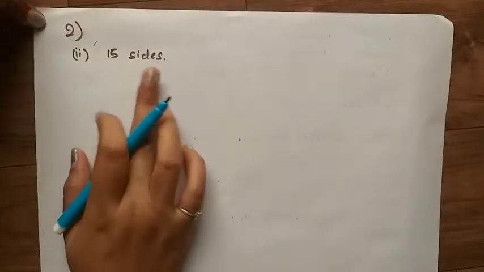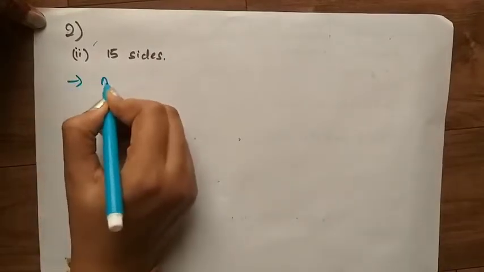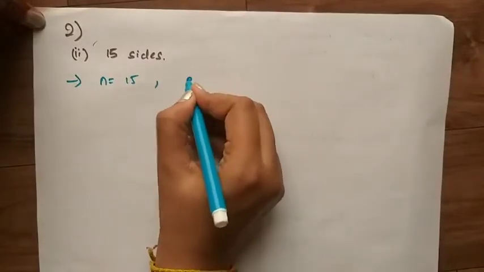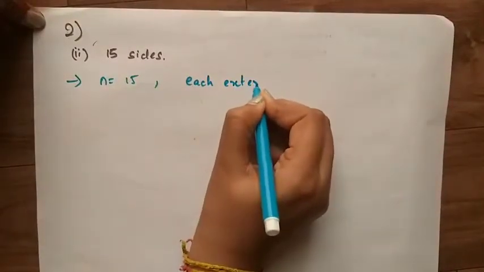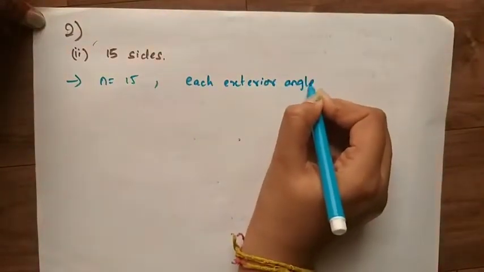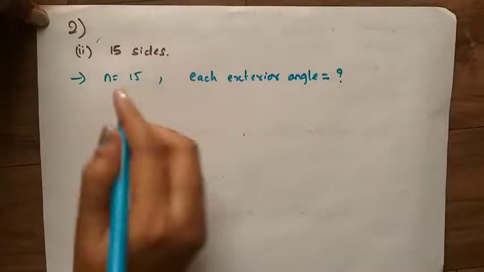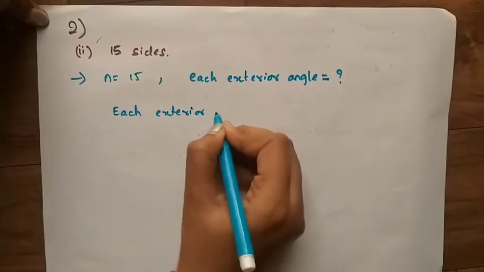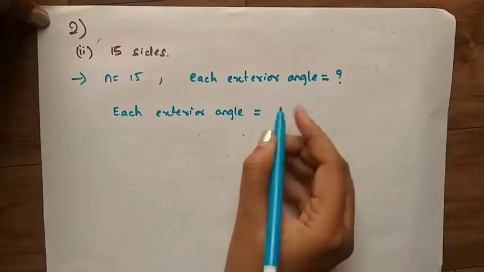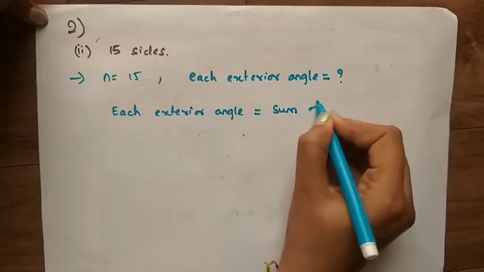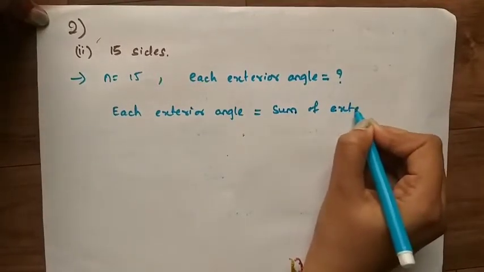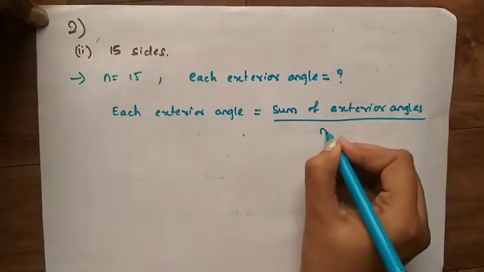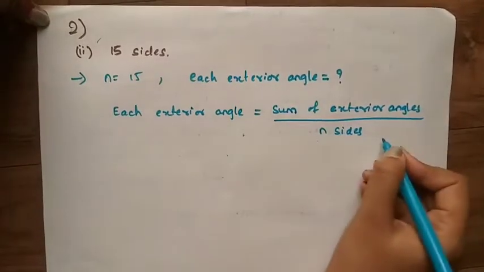In the second question, here they gave 15 sides. This means n is equal to 15. And what we have to find here? We have to find each exterior angle. So each exterior angle we don't know, so make it a question mark now. Here the formula is each exterior angle is equal to sum of all exterior angles divided by number of sides, or n sides.